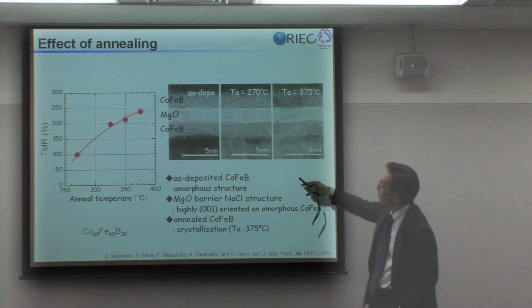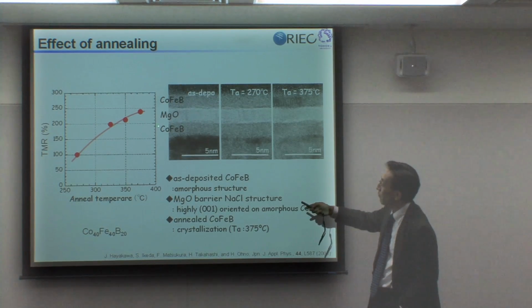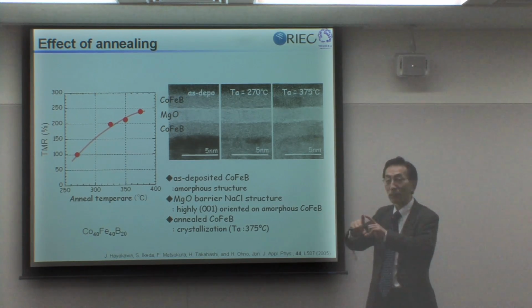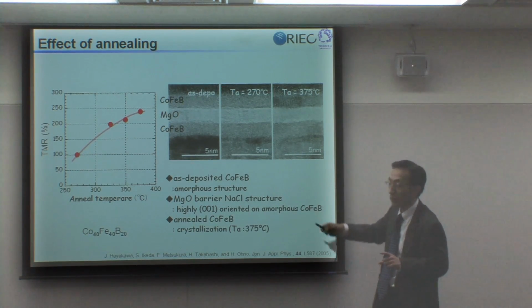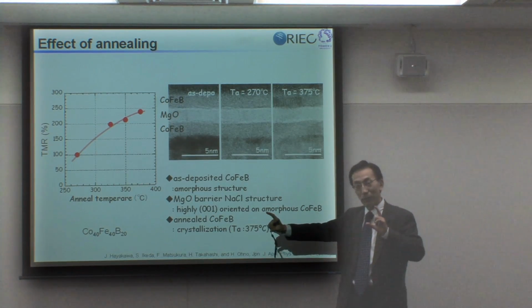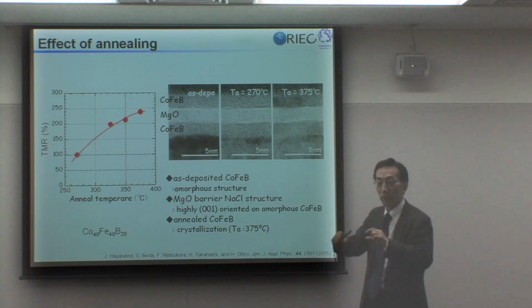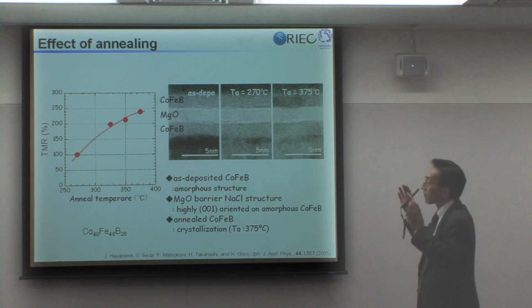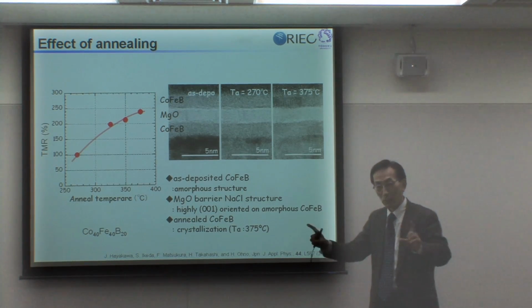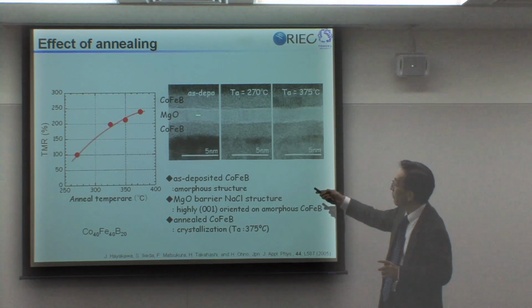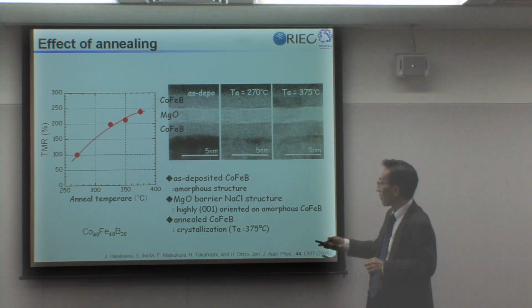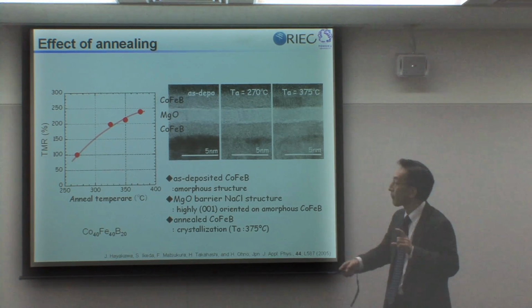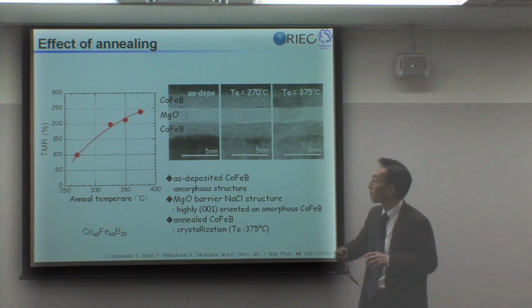This slide shows the as-deposited state of cobalt iron with boron. Adding boron makes it amorphous, so it's not crystalline. So the bottom part can be anything. You deposit an amorphous layer, and on top you deposit MgO by very standard sputtering. If you deposit MgO by sputtering, it has a very highly crystalline structure, which is oriented in exactly the direction we want. And on top we put cobalt iron boron again, which is amorphous.